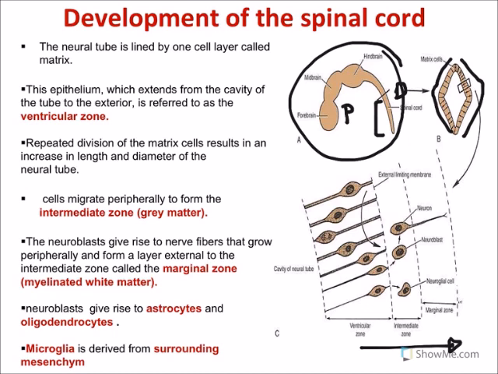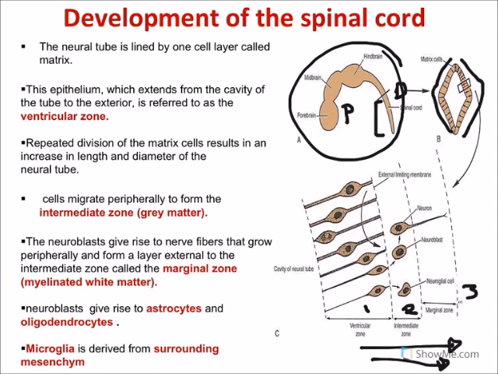During the course of division, cells migrate to the periphery of the tube. This arrow indicates the direction of cell division and migration from inside to the periphery of the neural tube. The end result, we have three layers: inner layer, intermediate layer, and outer layer, or inner zone, intermediate zone, and outer zone.